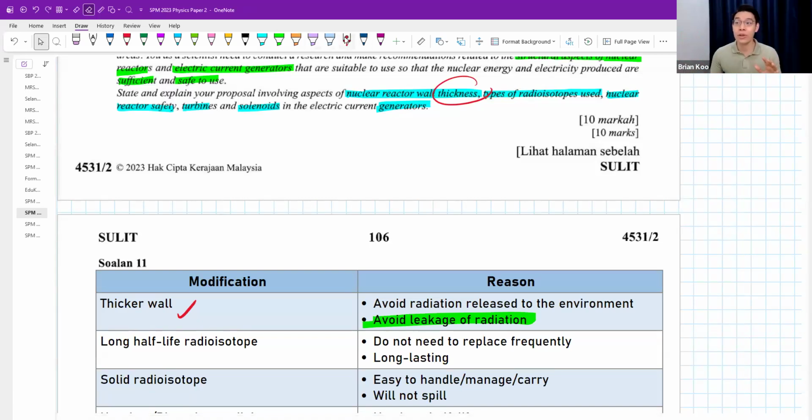And when I say radiation, I'm talking about your alpha, beta, gamma radiation. Because if a lot of alpha, beta, gamma is exposed to the human body, then you will hear things like, oh, the human body will be mutated, and then you get birth defects, and the child that is born maybe will have some disabilities because of the radiation, the alpha, beta, and gamma. Okay, and then type of radioisotope, there are many things to say.